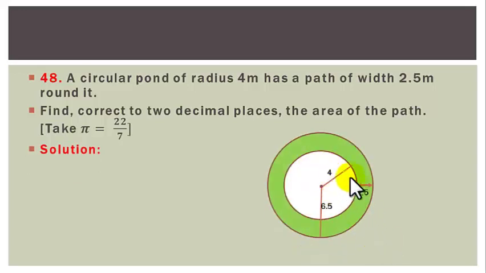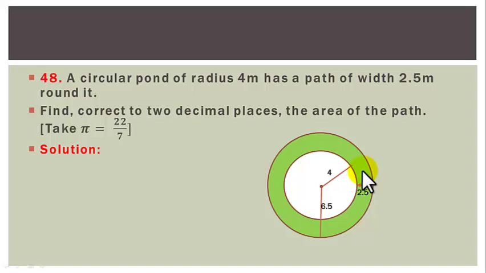Here is a circular pond of radius 4 meters, and the path around it is the portion shaded green, and we are told here that the width of this path is 2.5 meters. We have to find the area of this part.